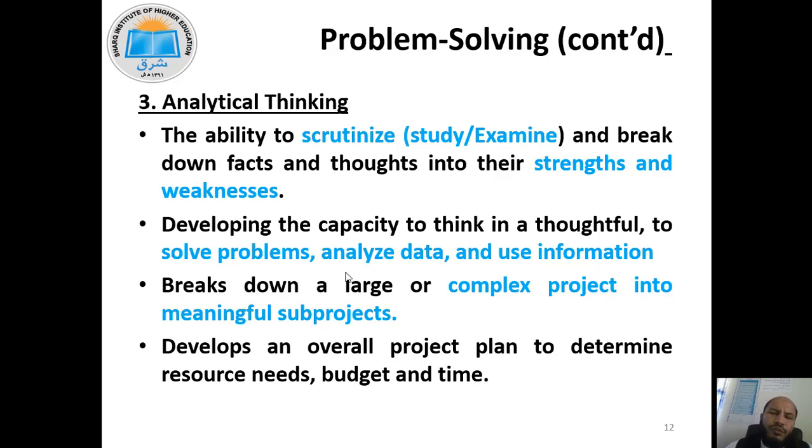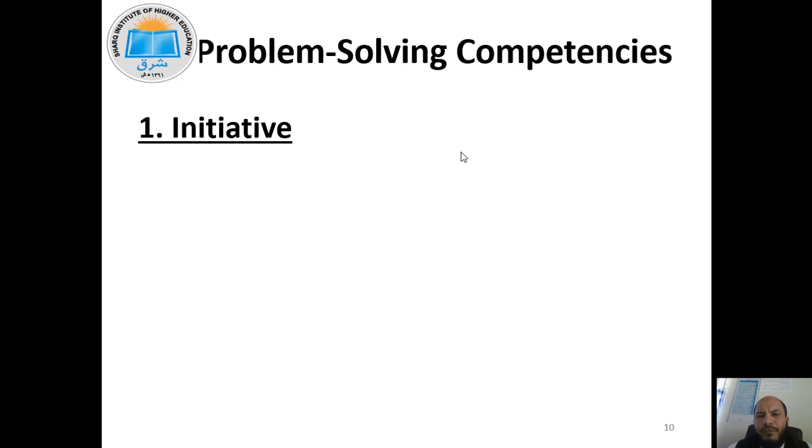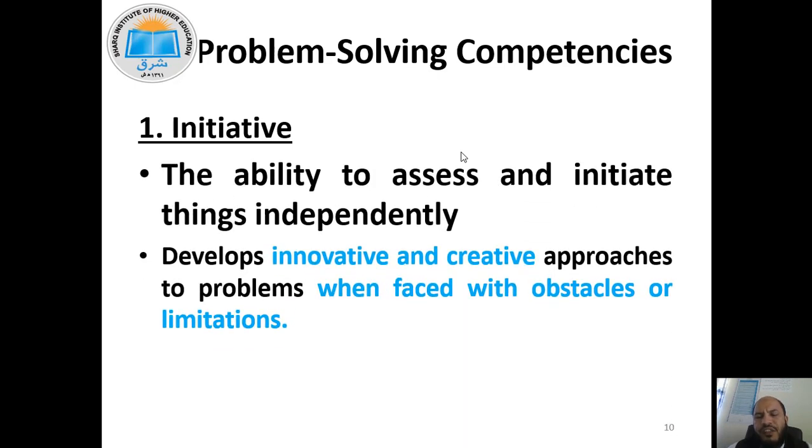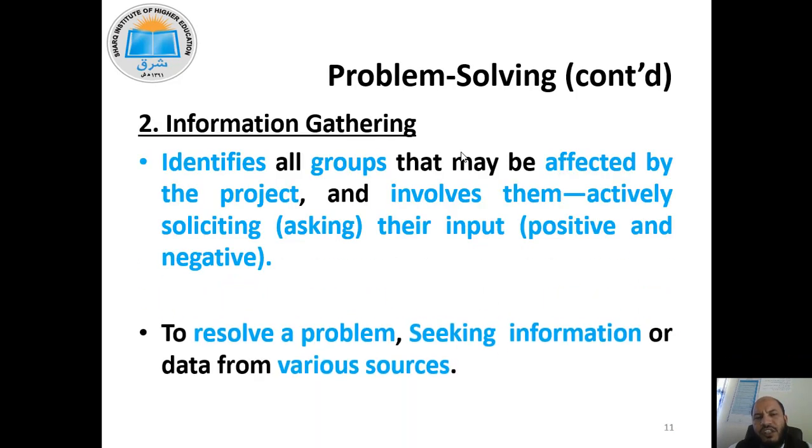So in problem solving competencies, project managers should have, for example, three important sub skills. The first competency is initiation, the innovation of new products. He should have innovative skills to solve the problems, and he will make efforts to achieve the goals. The second skill within the problem solving competency is information gathering skills. He should have, for example, a good link with the beneficiaries or stakeholders of the project, and he will gather their positive and negative information for solving the problems that he may face during the project.